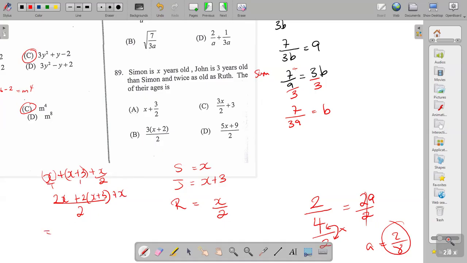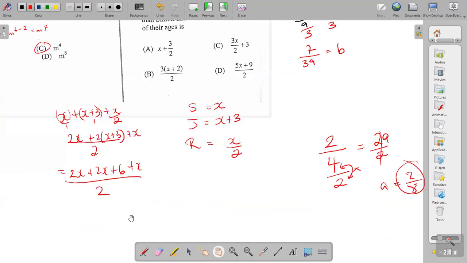So let's work that out. That's 2x plus 2x plus 6 plus x over 2. Look at that. That's not the option. They break it down a lot more. So let's add up all the x's. So that's 6 x's plus 6 over 2.